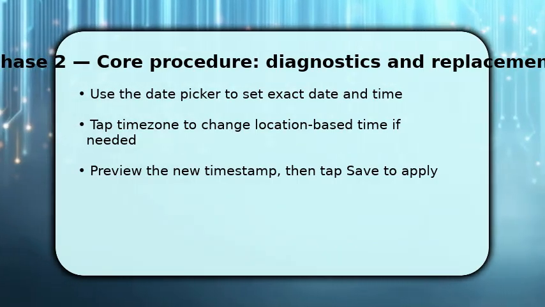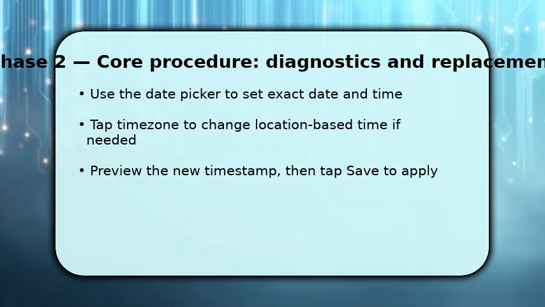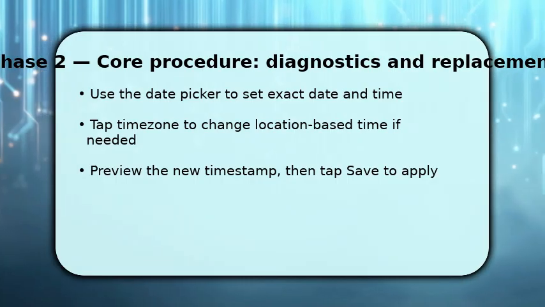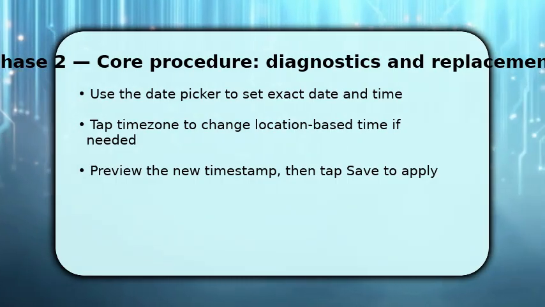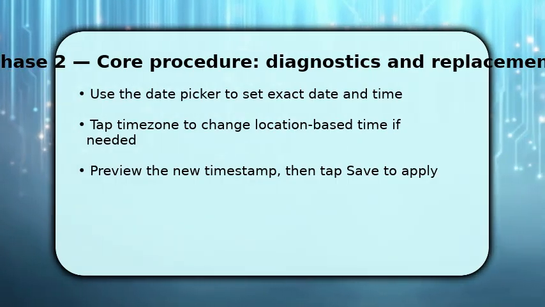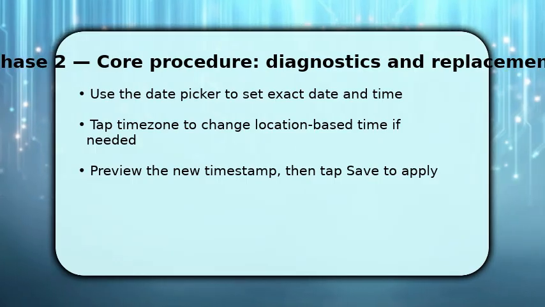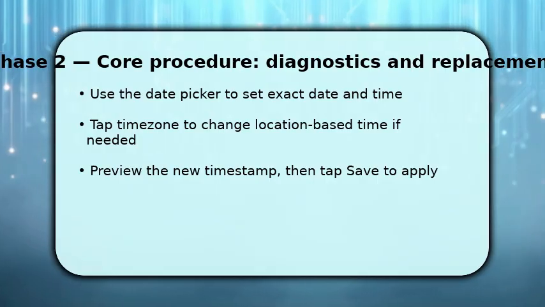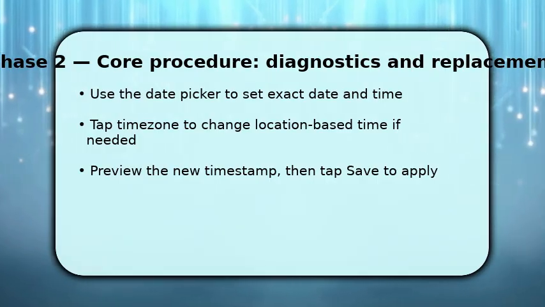If the photo's time was wrong due to time zone differences, tap the time zone field and select the correct city. That shifts the timestamp appropriately. Make sure you double-check AM versus PM. When the new values read correctly, tap Save to write the updated metadata back to the photo. Photos keeps the original unless you change it again.